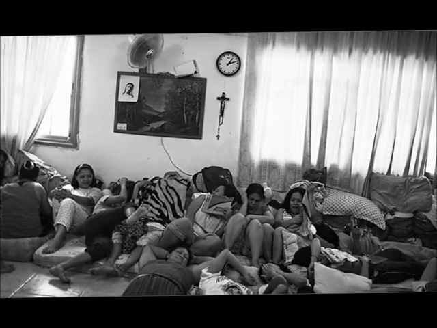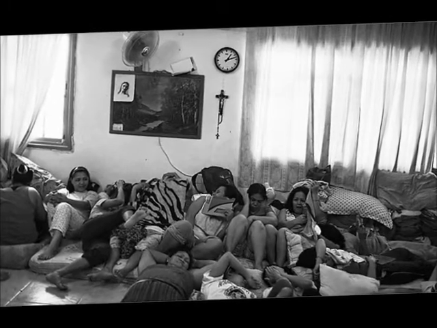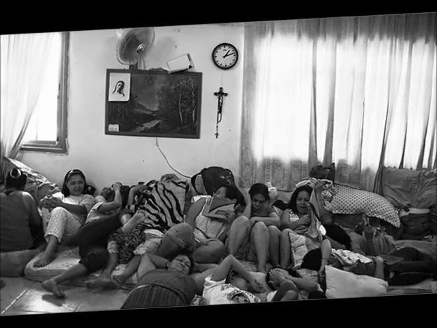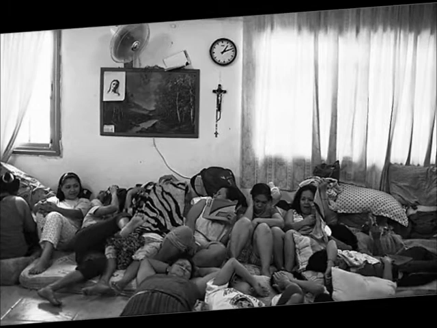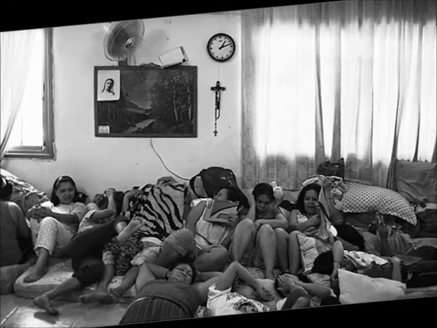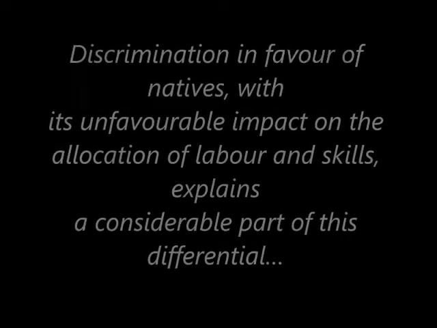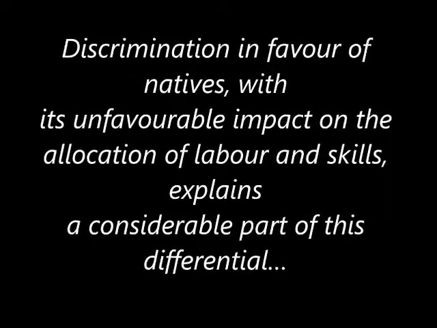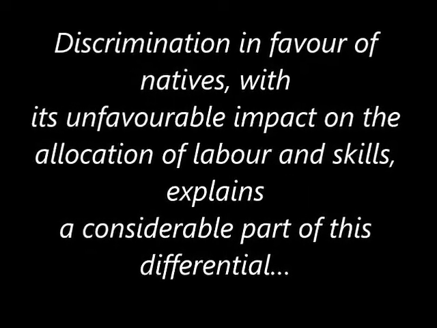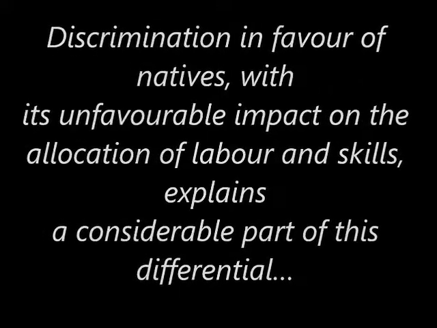A study by the Paisley College of Technology in the United Kingdom concluded that prioritising native Kuwaitis in the labour markets was discriminating against the immigrants. These restrictions have resulted in a segmented labour market within which the earnings differential between the natives and the immigrants is fairly wide. Discrimination in favour of natives, with its unfavourable impact on the allocation of labour and skills, explains a considerable part of this differential.